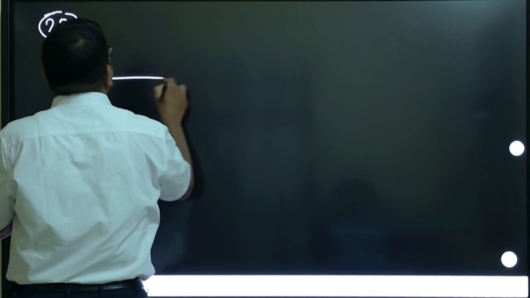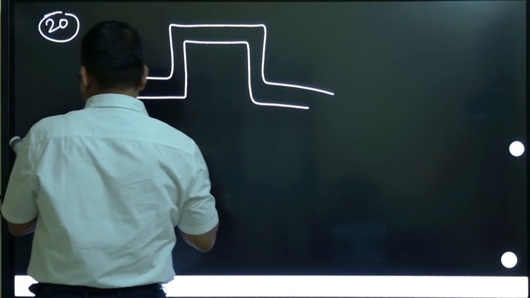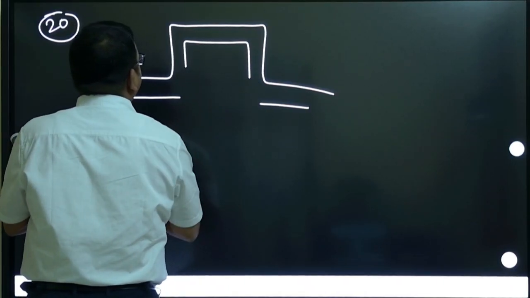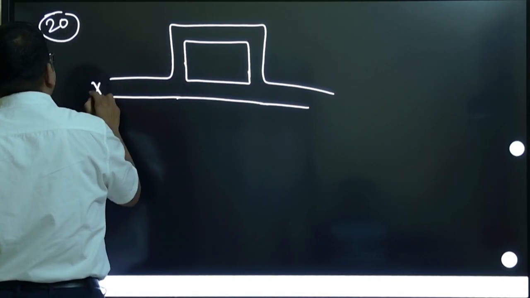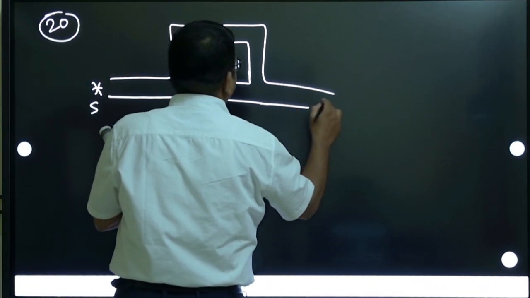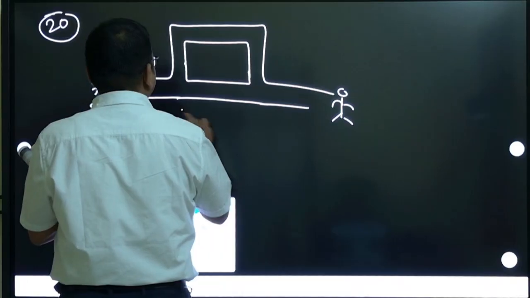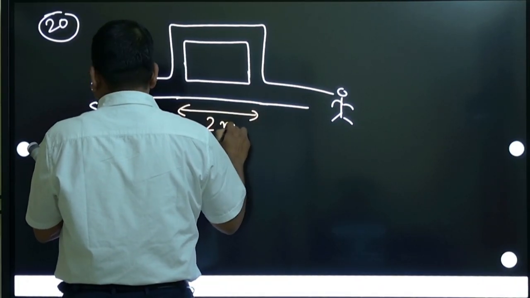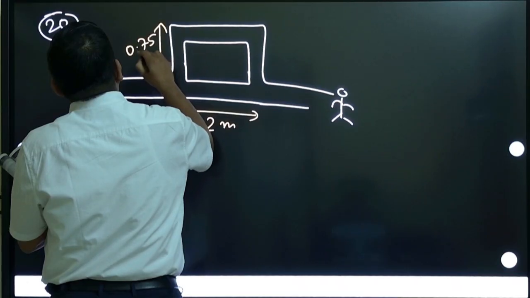Okay, now a similar question I am giving, you should be able to solve this. Question number 20, solve it. There is a source here and there is a person or observer, a listener, here. This distance they have given as 2 meters and this distance is 0.75 meters.